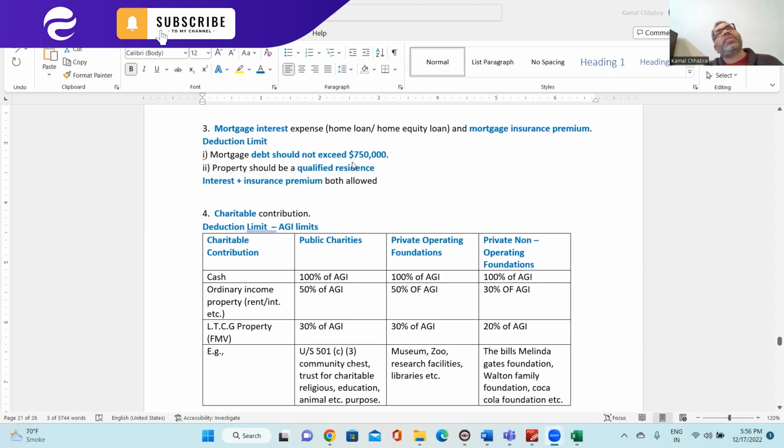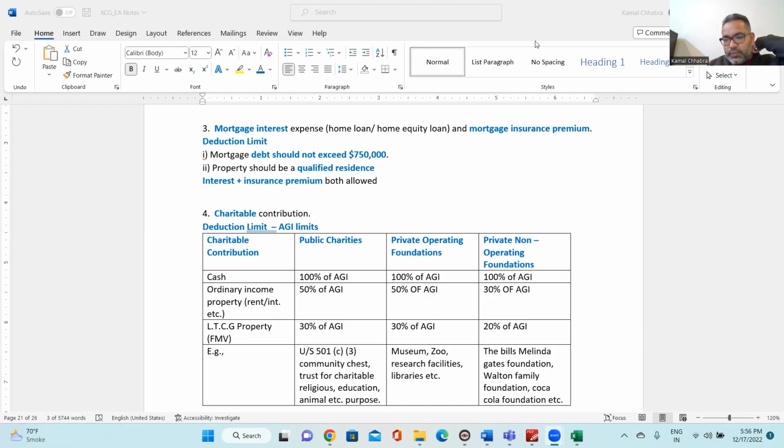But if you have purchased a home in the month of January or February, and you have done some renovation, you have started living there from 1st April, then you can claim for the entire year. Yeah. Thank you. Clear. Right, very good question. Anyone else have any doubt? So far, so good.